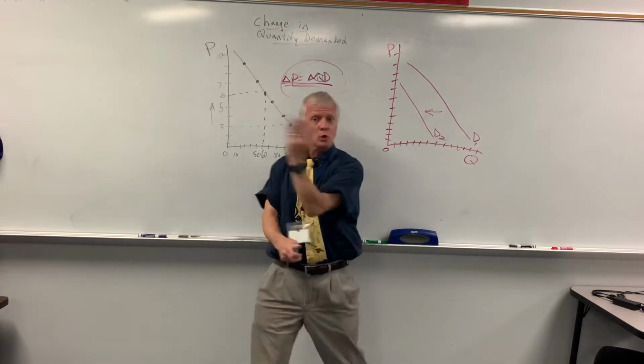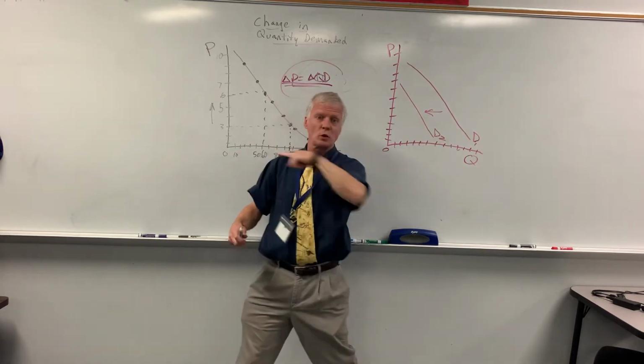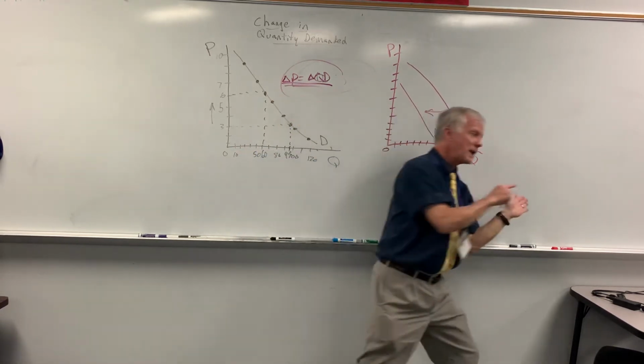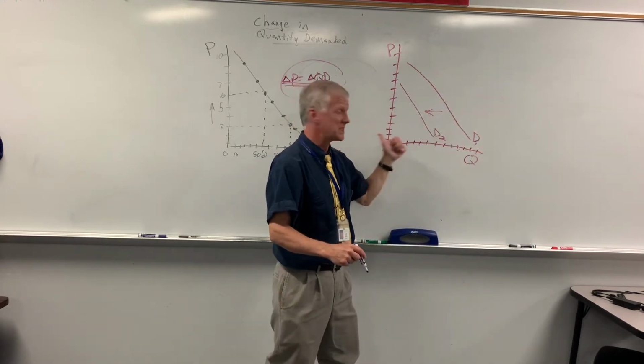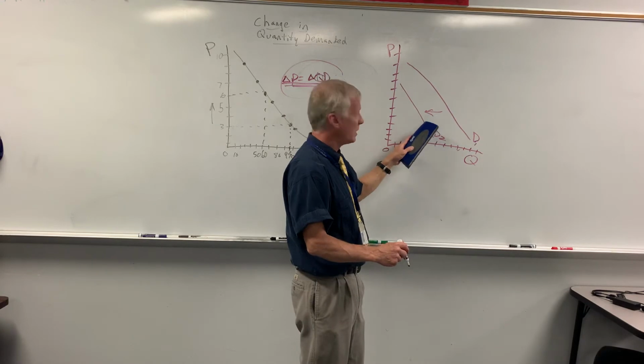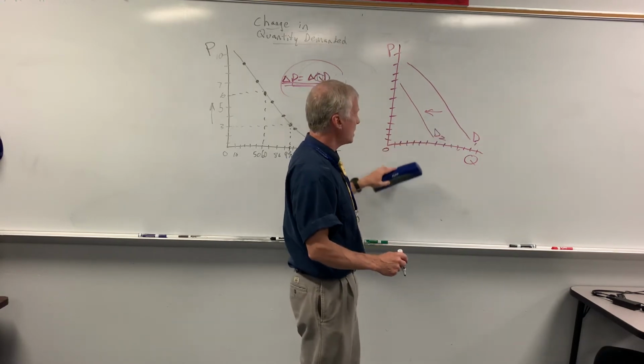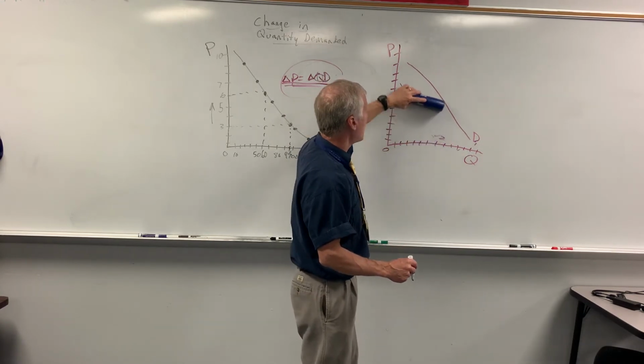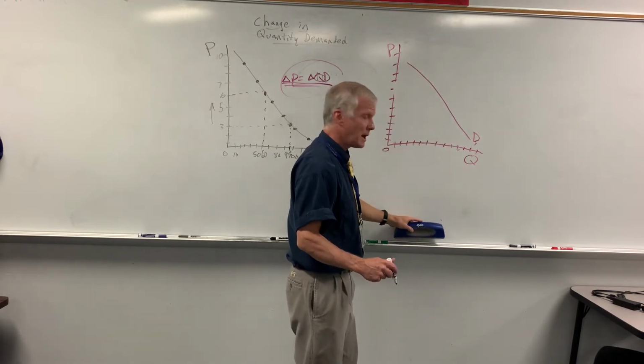Left is less, so we're going left if it's less. So when it's less, we're going left because left is less. Right is more, but left is less, so we're going less if it's left. So whenever something causes demand to shift left, we know it's going to be less. So what things could cause this change in demand?